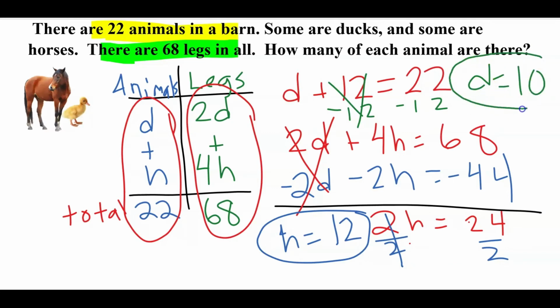So how many ducks did I have? I had 10. How many horses? 12. So how many of each animal? 10 ducks, 12 horses. I just had to set up the equations, and the hardest part is getting that information organized. That's why I think it helps to start with a total at the bottom, and I want to look at another example of that.